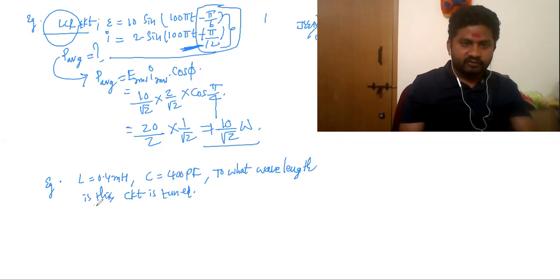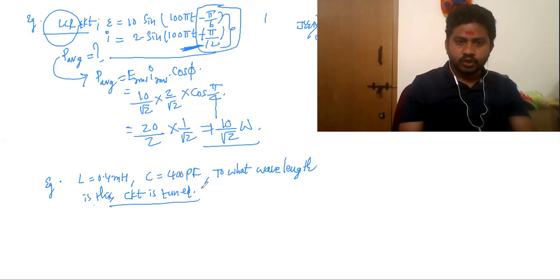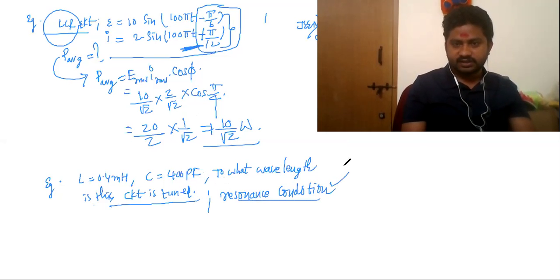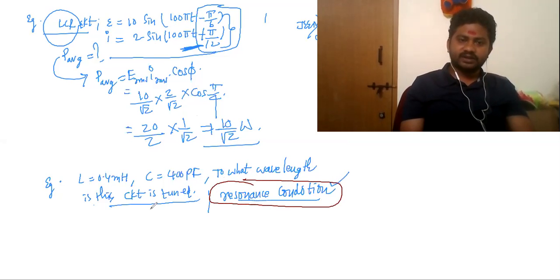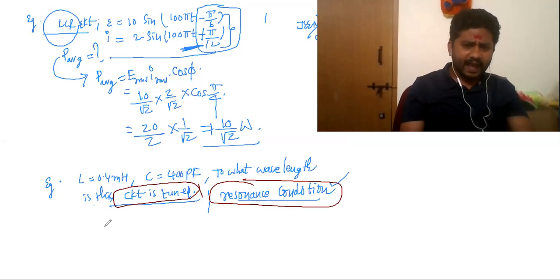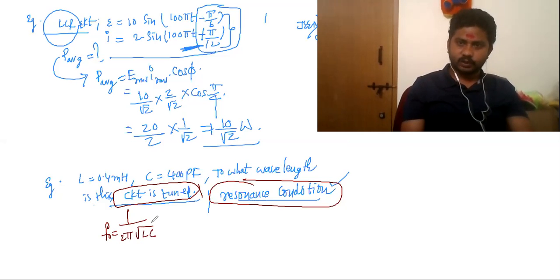And remember, when tuning happens, that means a resonance condition has taken place. Whenever there is tuning, a resonance condition has taken place. And very importantly, listen, what is the resonance condition and what is the tuning here? That's important. We have the resonance frequency f naught equal to 1 by 2 pi root LC. We have the resonance frequency constant, right?